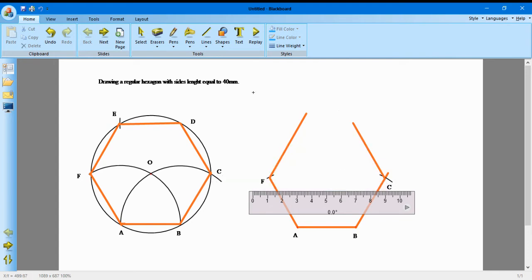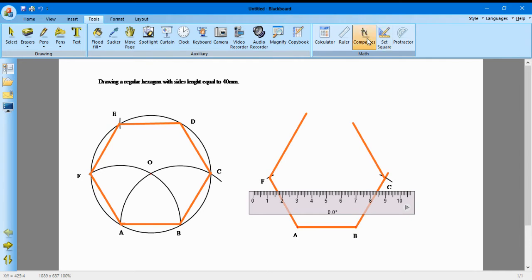Now remember that our side lengths need to be 40 millimeters. So I will use my compass, which is this part here. I will set it right here at point C. Okay, and I need to strike here. I'll go this way where point F is now, and I strike right here.